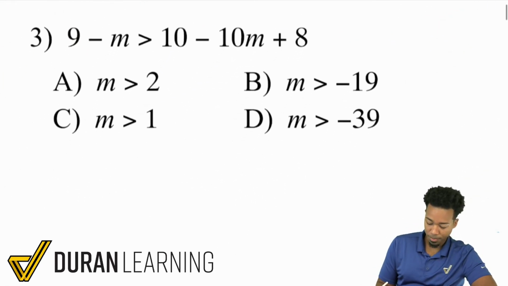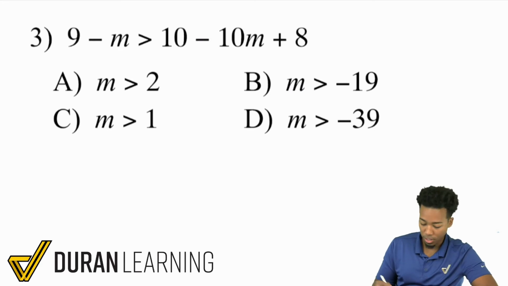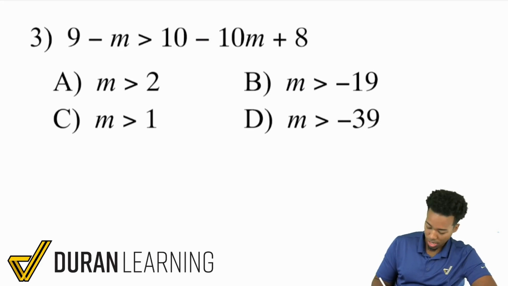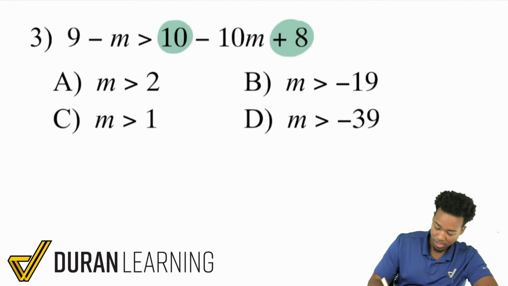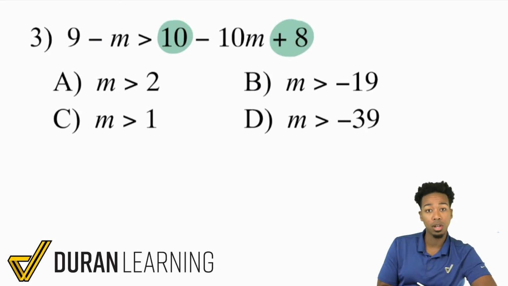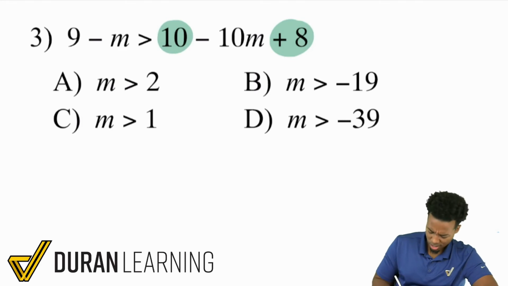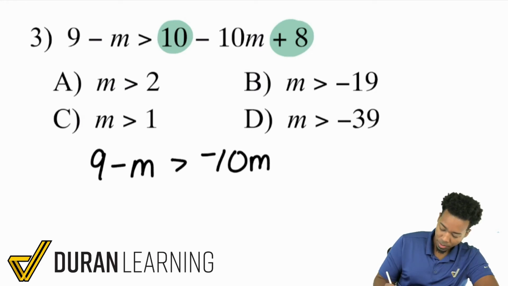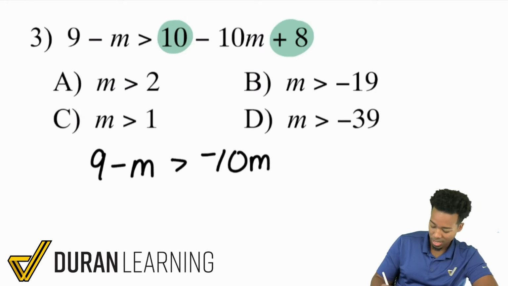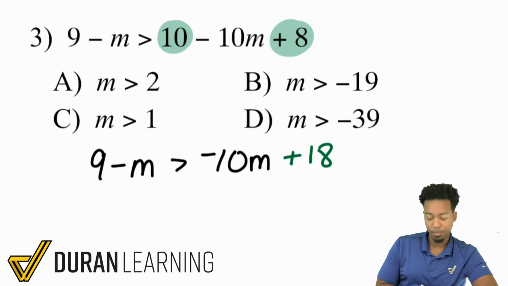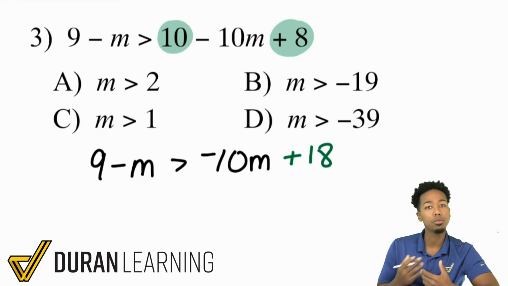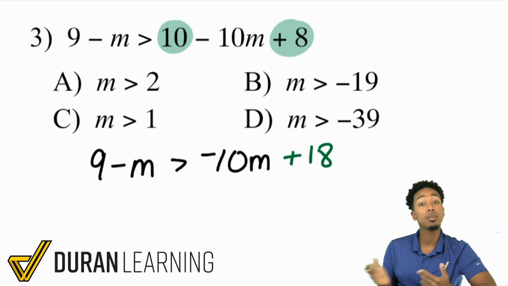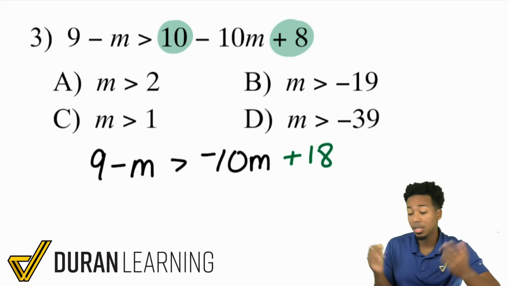So number 3 here, what I notice is that we have our inequality. I also notice that we have a positive 10 plus an 8 right there on the same side of the inequality. We can go ahead and simplify, just like combining like terms. So once I do that, I'm going to rewrite this as 9 minus m is greater than negative 10m, and then 10 plus 8, that's going to be plus 18. Okay, now from here what I'll do is, again, move those variables to the same side, the numbers to the same side, and then from there we keep going.